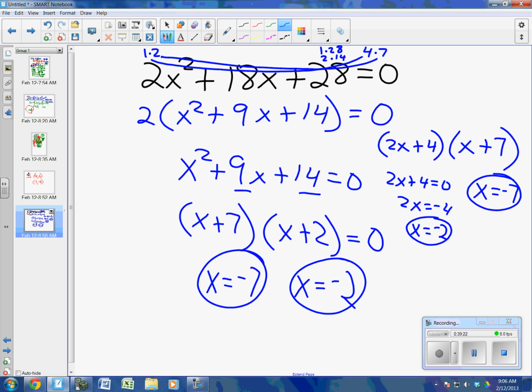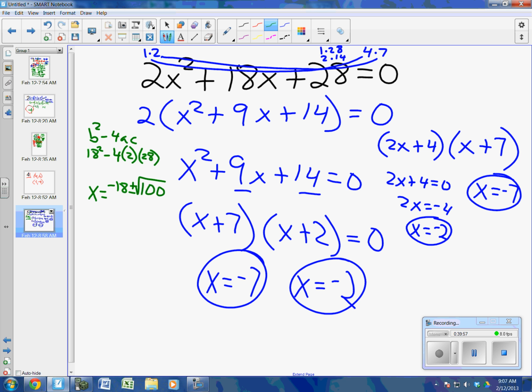Or you could have used the quadratic formula. You would have gone x equals -b, which would be -18, plus or minus the square root of b squared minus 4ac. That's 18 squared minus 4 times 2 times 28. Those are large numbers, so someone type that in. Tell me what you get for the discriminant. 100 exactly? Okay, that's nice.